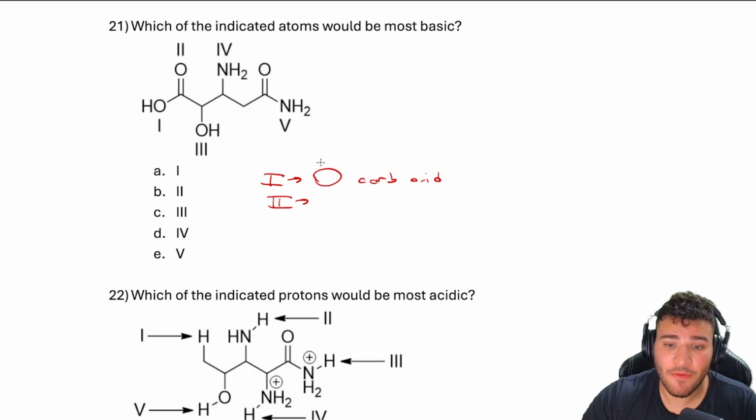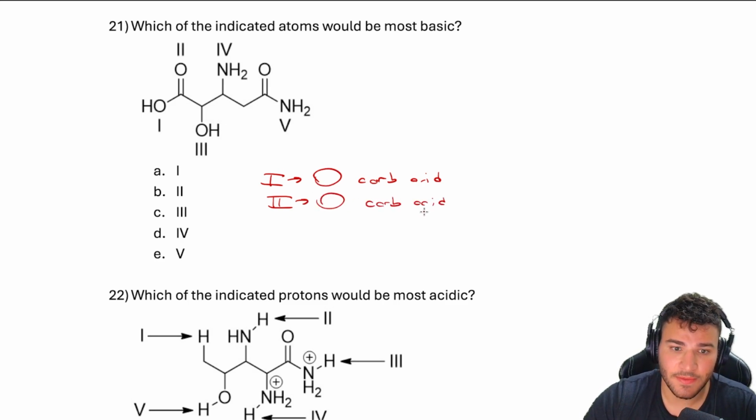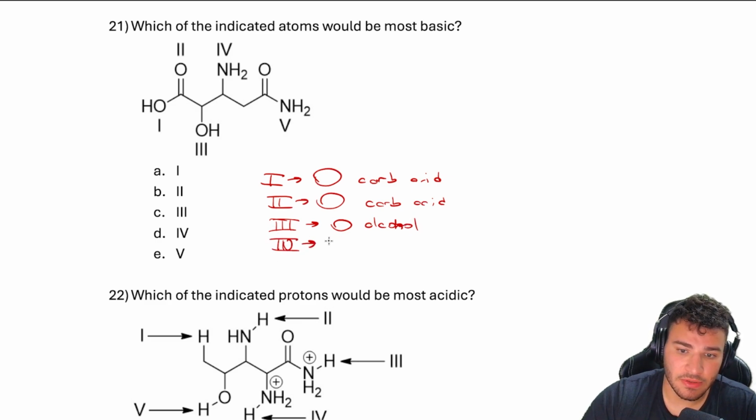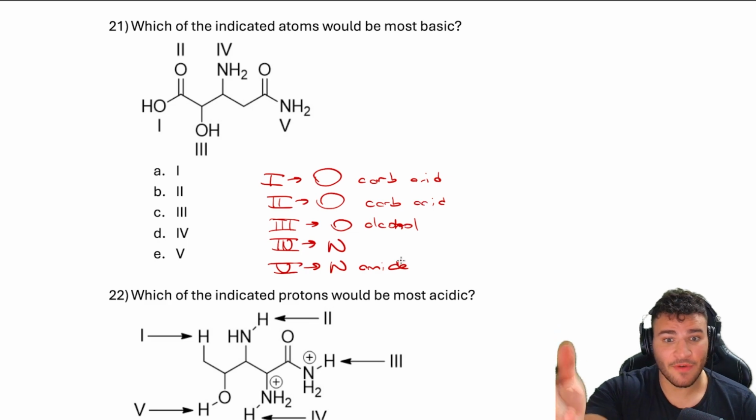Site 2, if it did have a proton, this would be an oxygen that's also a carboxylic acid. Proton 3 is connected to an oxygen that is an alcohol. Site 4 is connected to a nitrogen, right? And site 5 is connected to a nitrogen that's actually an amide. So that's not something that we've seen earlier in this video, but that's also a lot of resonance, right?